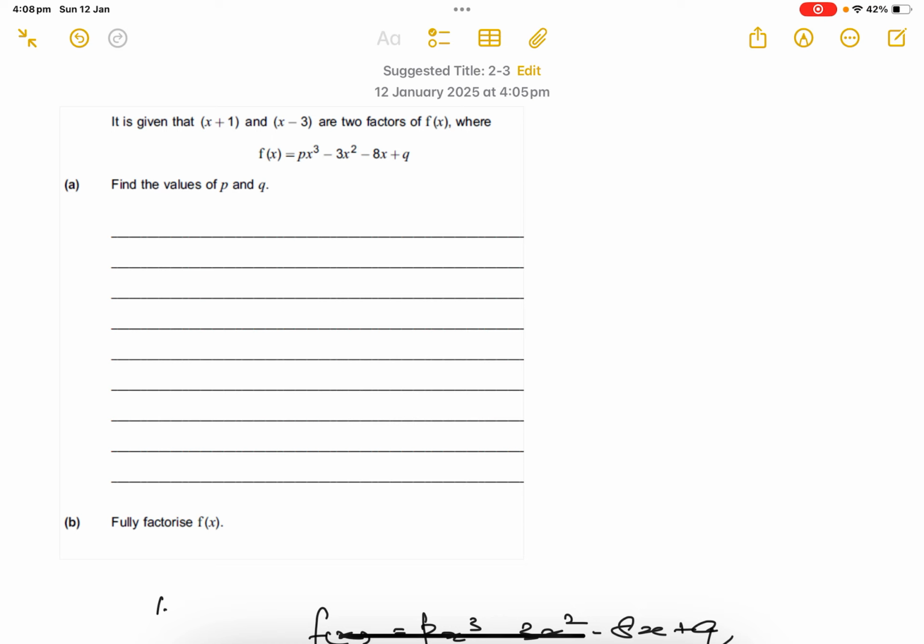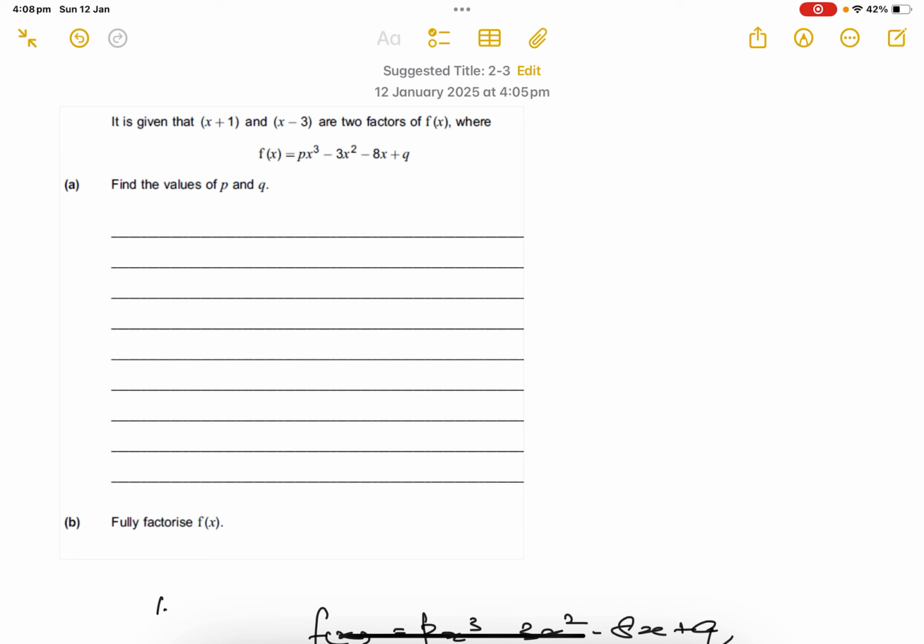Another AS level question on remainder theorem. Let's look at the question. It is given that x plus 1 and x minus 3 are two factors of f(x), where f(x) equals px to the power of 3 minus 3x squared minus 8x plus q. Find the values of p and q.